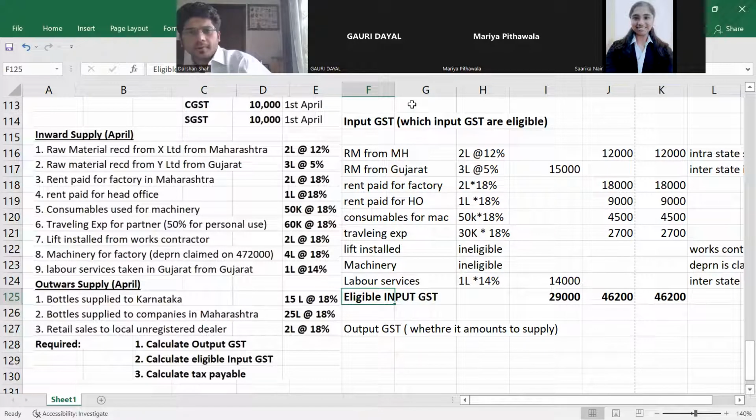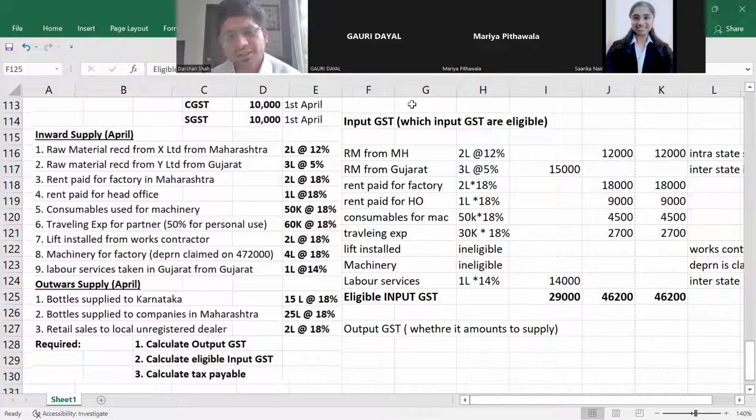Any doubt, guys? The doubt is, sir, when do we take lift into consideration? Yesterday only I explained this doubt. See, guys, there is a lot of confusion for lift. So you just write an assumption: lift is an immovable property. ITC on immovable property is not eligible. That's it.